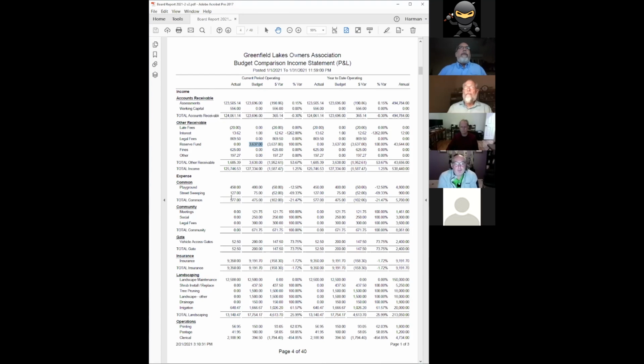In expense in common, we're a little above budget, about 102. That came in the street sweeping. We were below budget in the community area because we didn't have any meetings, social or legal expenses in January. Vehicle access gates, we had a small repair, so we're still under budget in gates. Insurance, we got the insurance bill for the year, we paid it. It was $158.30 higher than budget, but we're done for the year on insurance.